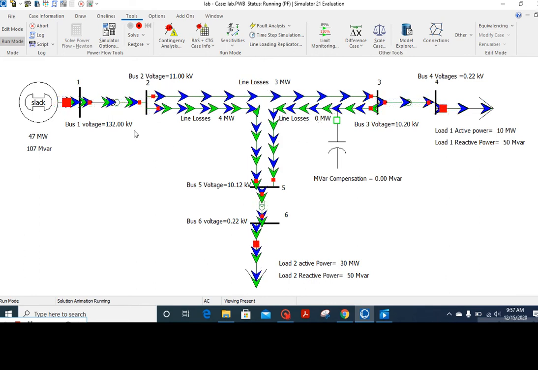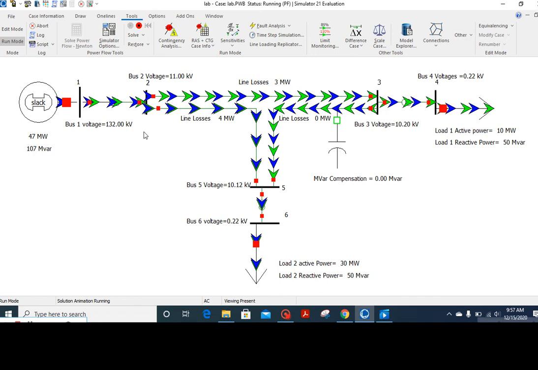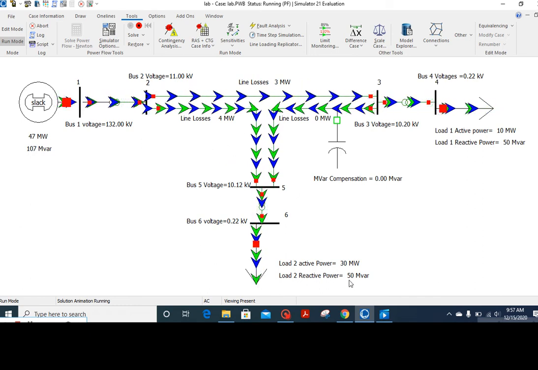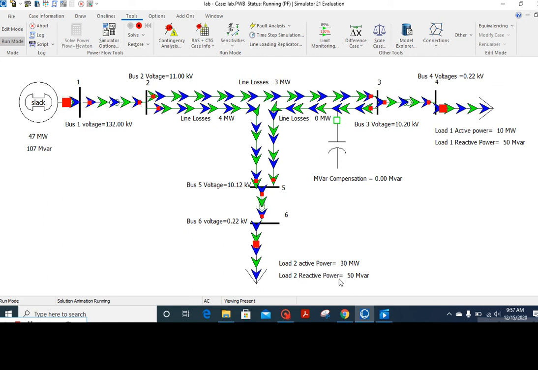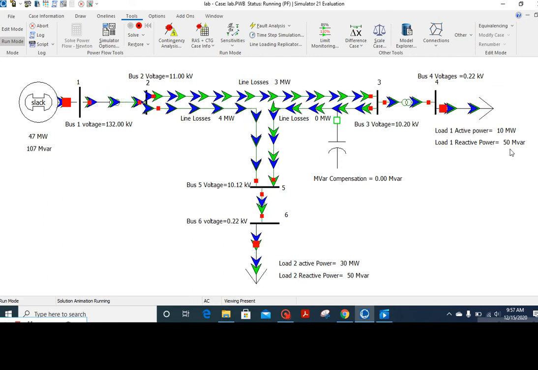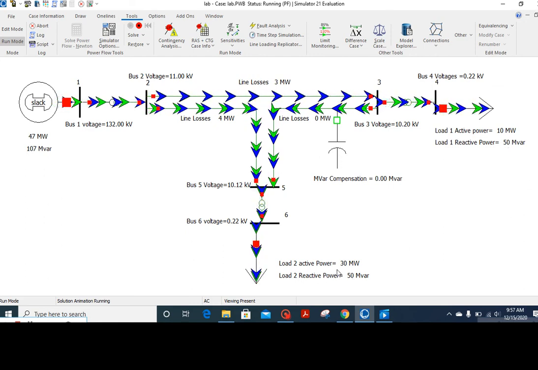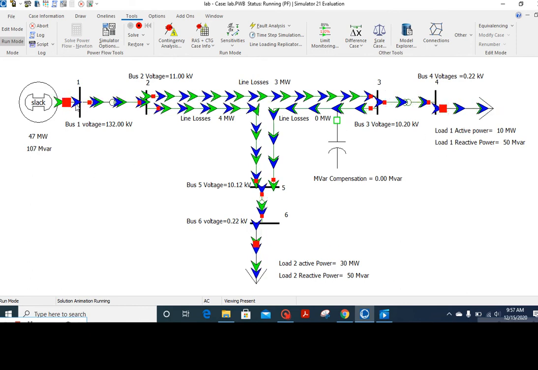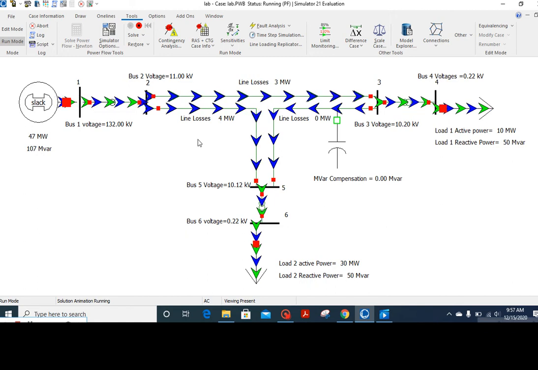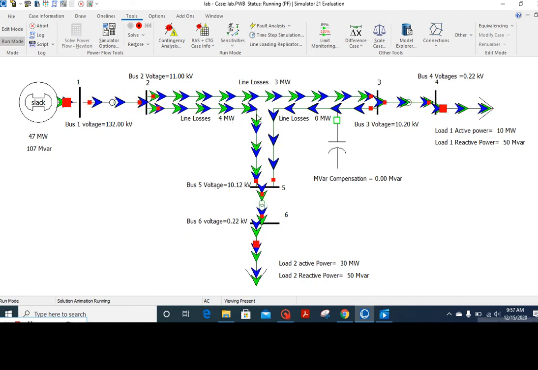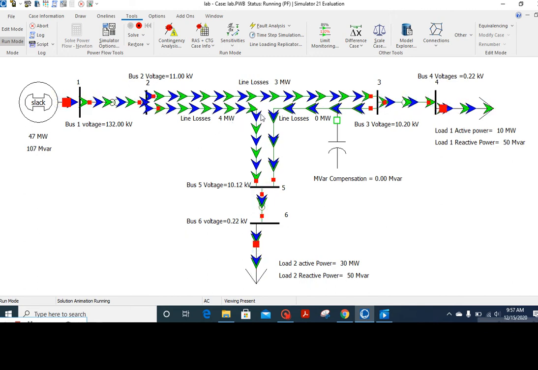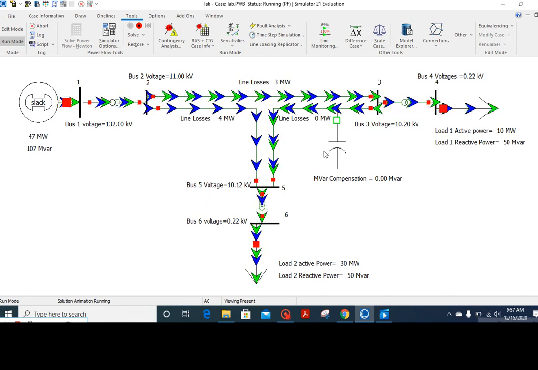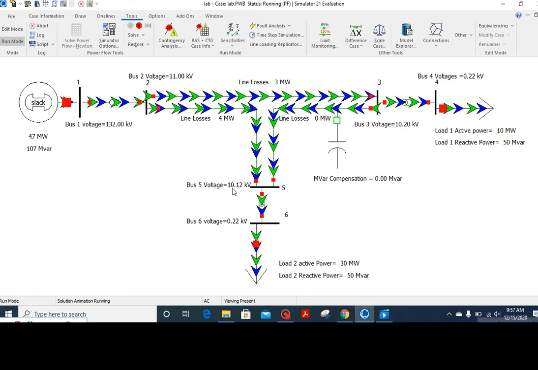So what we are seeing here, our main focus was on voltage and power losses. You can see that due to our more reactive demand, here 50 megawatt and here 50 megawatt, our system is giving us the total loss of 7 megawatt, 4 megawatt and 3 megawatt.